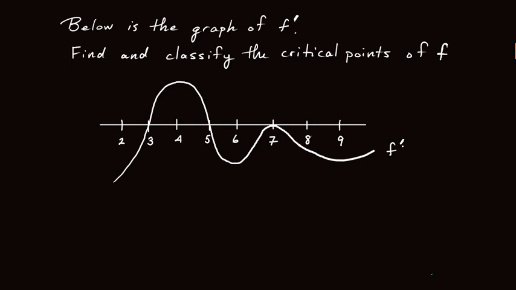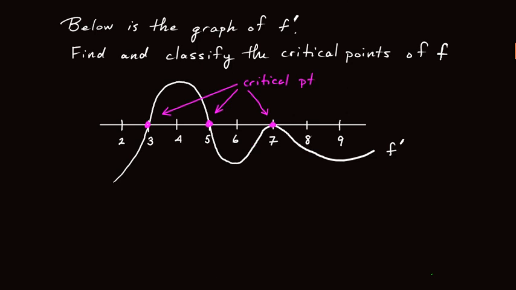Where is f prime 0? F prime is 0 here at 3, it's 0 at 5, and it's 0 at 7. So those are going to be my critical points. A critical point can also be a place where the derivative doesn't exist, but the derivative always exists for this particular function. There are no kinks in the curve. So there are my 3 critical points. Now I want to classify each of these critical points.